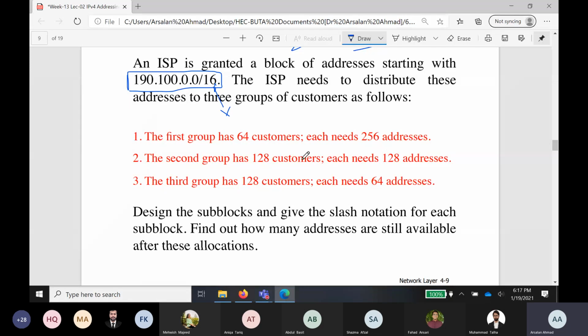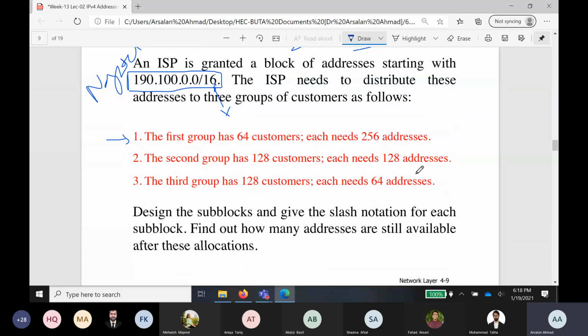So what is the requirement? The ISP has distributed its potential customers into three groups. First is the customer, which is, let's assume this ISP is Niatel. Okay, this ISP is Niatel, and Niatel has a market to capture in Islamabad probably.